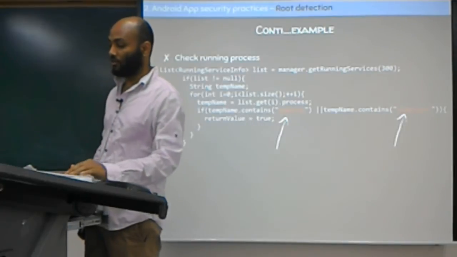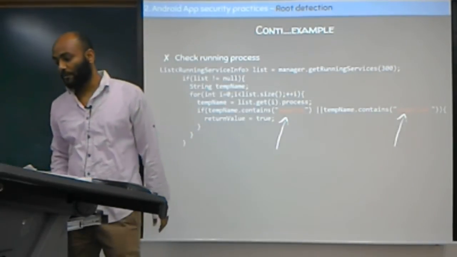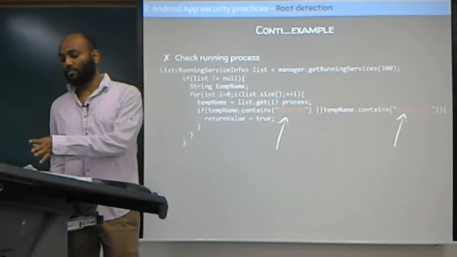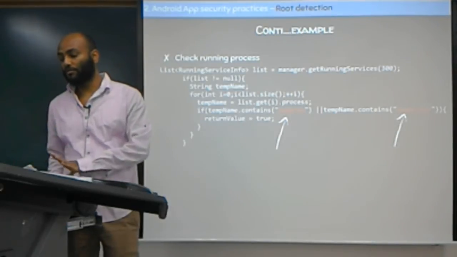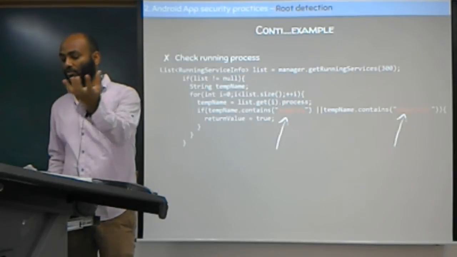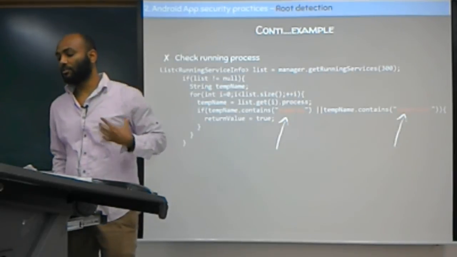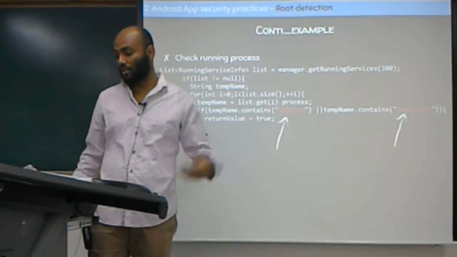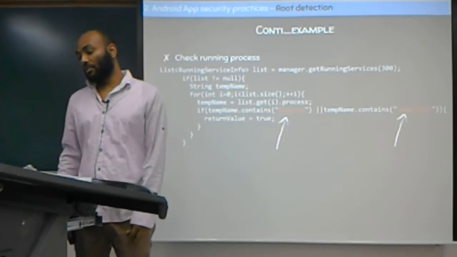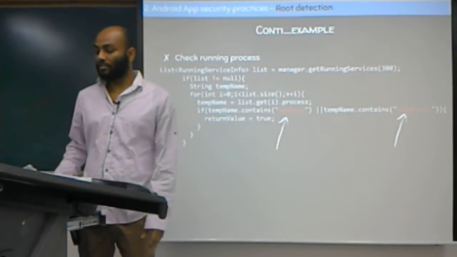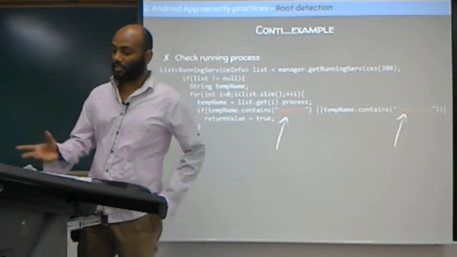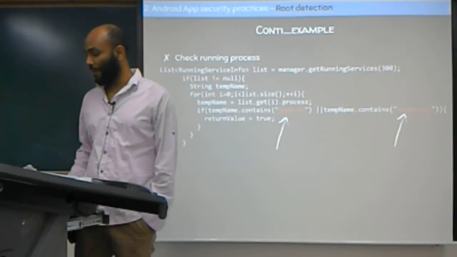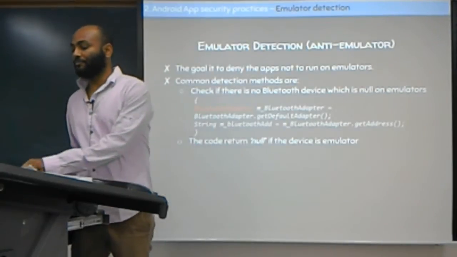This is a code snippet. It checks the running processes and says whether the device is rooted or not. First it gets the list of running services, then checks if there is supersu or superuser in the list of running processes. You can use this code as a startup check to see if the device is rooted or not.